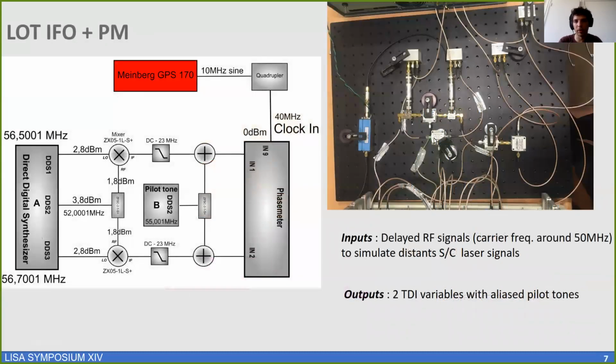So here's a little picture of the electronic interferometer of LISA on table. The inputs of this interferometer are, as I said, delayed or non-delayed radio frequency signals. And the output is two different TDI variables for the two arms of LISA on table.